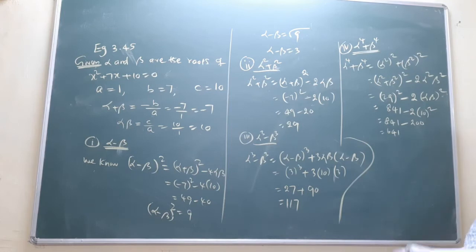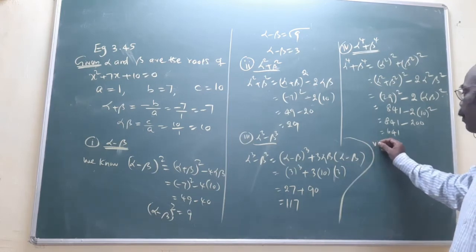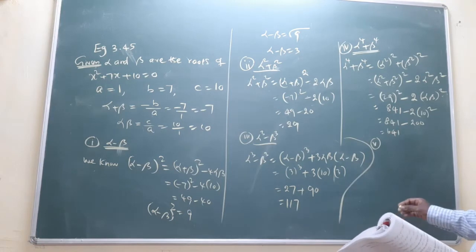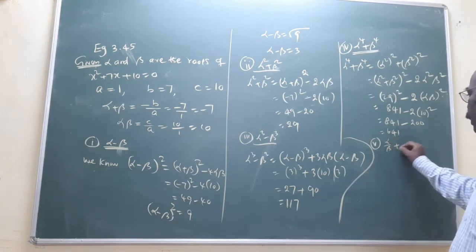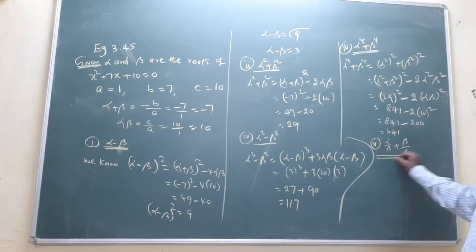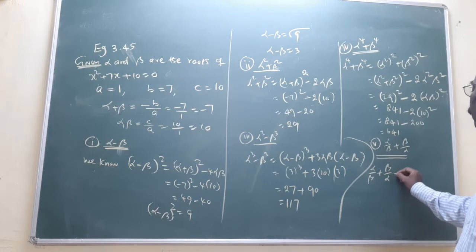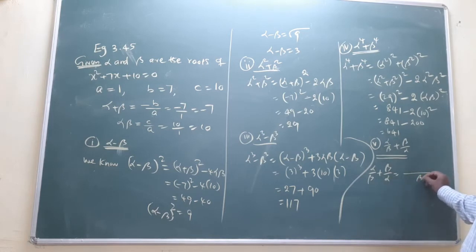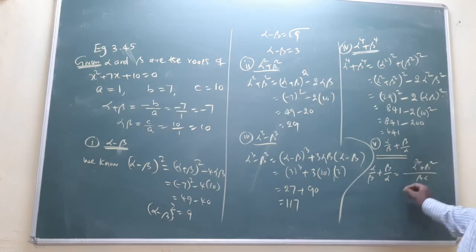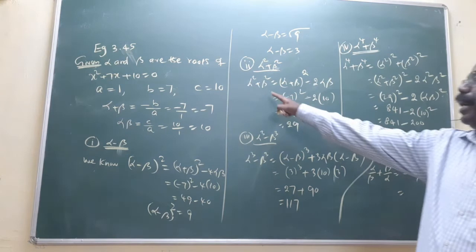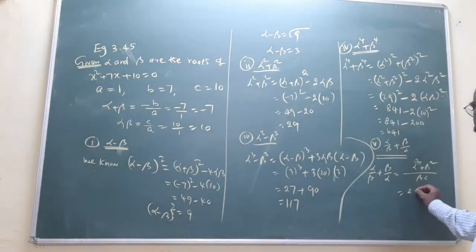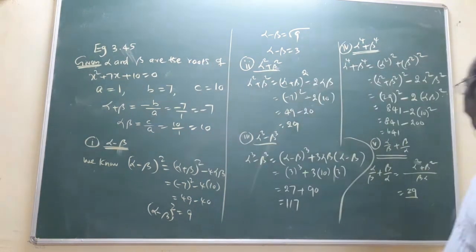One more part is asked. Fifth part, what is the question? Alpha by beta plus beta by alpha is asked. Taking LCM, beta into alpha, the numerator is alpha square plus beta square. The alpha square plus beta square was already found as 29, divided by beta into alpha, which is the same 10. That is the answer. That's all.